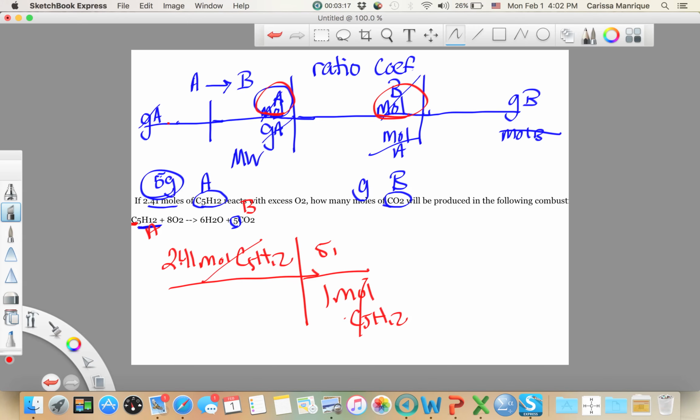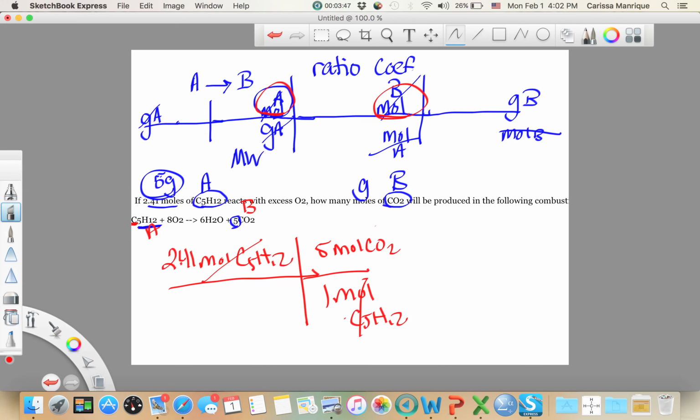And I have 5 moles of CO2. Why 5? Because of the number 5 in front of CO2 in the reaction. Those are the coefficients it was asking about. So all I need to do then is 2.41 multiplied by 5, because there's 5 more moles in this reaction. And that'll tell you how many moles of CO2 will be produced.